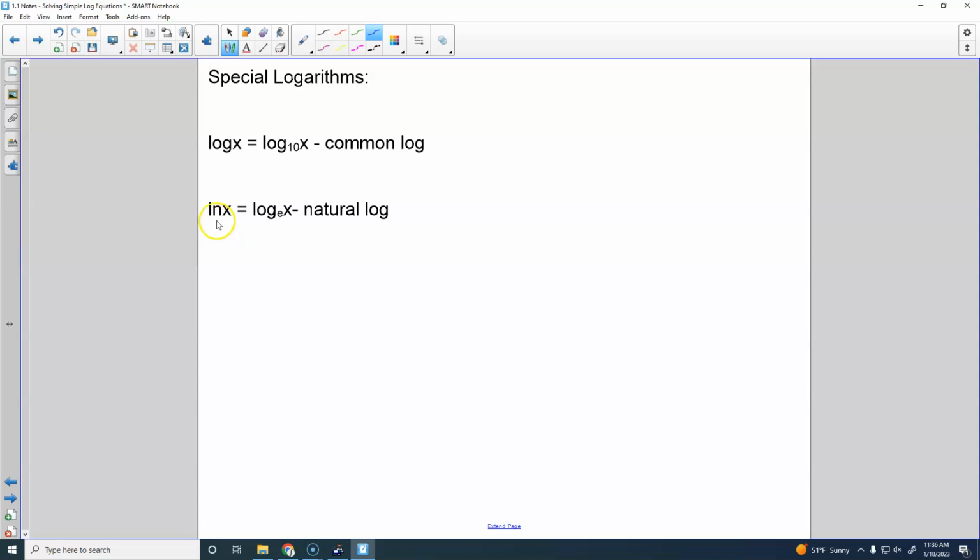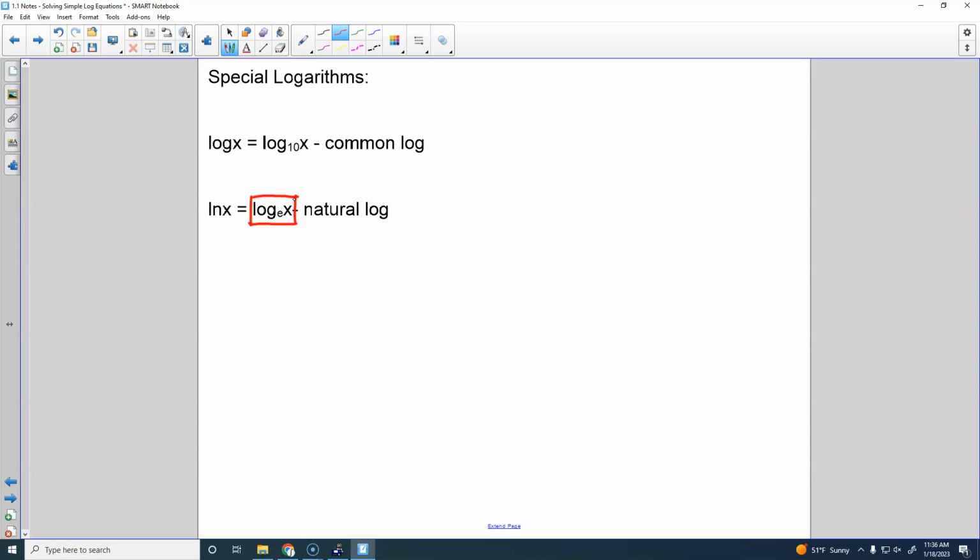The other one you're going to see is natural log, and it's going to be ln of x. We don't ever write it like log base e of x. If you write log base e of x, it makes it look like you don't know what you're doing because you should just call it natural log of x. But as far as understanding it goes, it is log with a base of e.